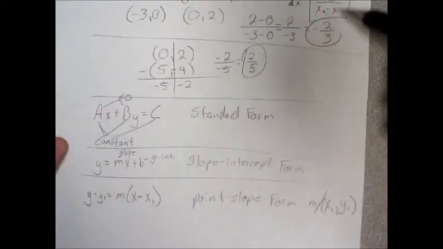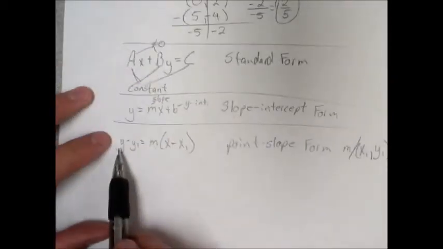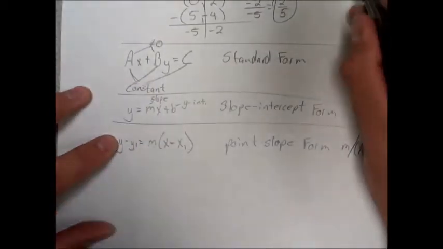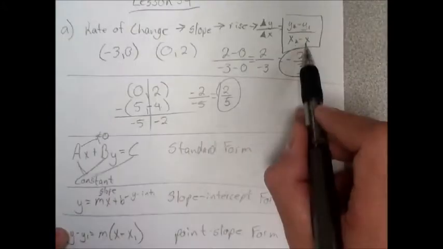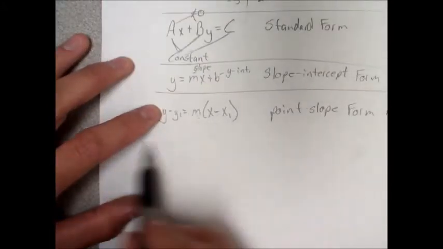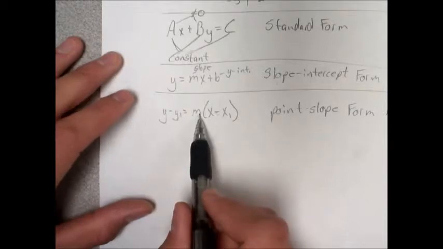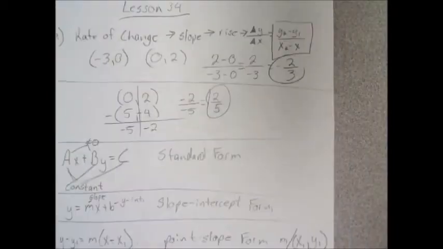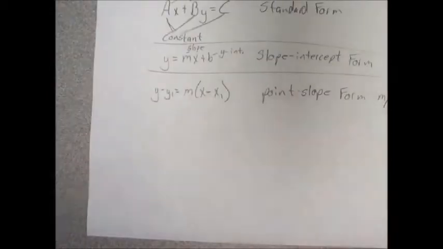If you look at this one, y sub 2 minus y sub 1, look at this, y minus y over x2 minus x sub 1. Look at this. If I divide this, it's the same thing. And slope is that formula up top that we just got done doing. So this is just a play off of the slope formula.